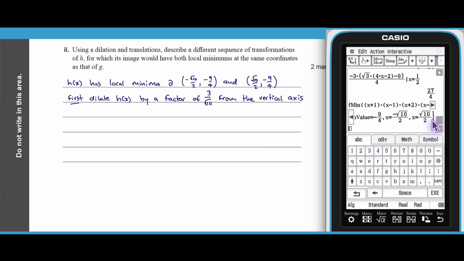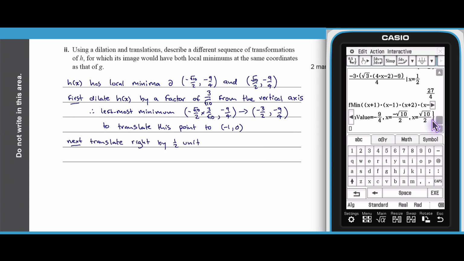After this dilation, the leftmost minimum of h of x will be at minus 3 over 2, minus 9 over 4. To translate this point to the point minus 1, 0, being the leftmost local minimum of g of x, next translate 1/2 a unit to the right and 9 over 4 units up.